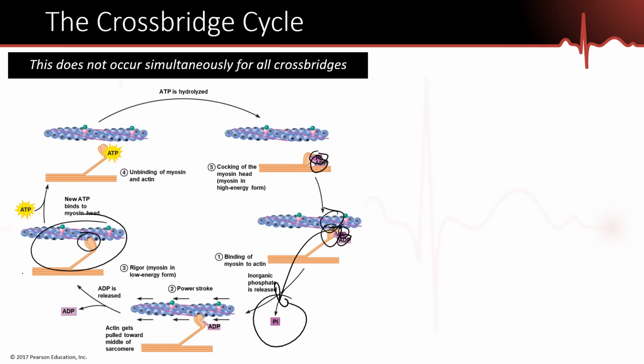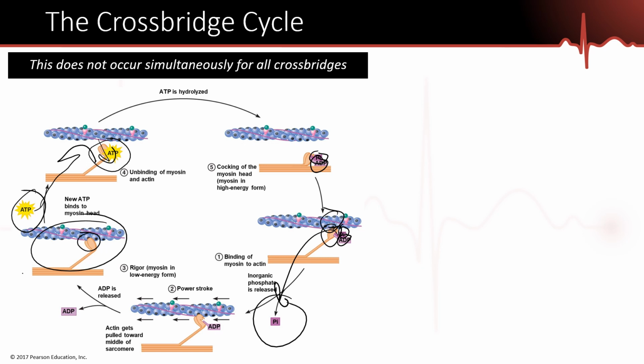The myosin head is bound to actin, and it's just stuck there. It's bound to a myosin binding site on a G-actin. So what has to happen next? Another molecule of ATP has to come in, bind to the myosin head, and that will allow the myosin head to release itself from actin, and it'll cock backwards.